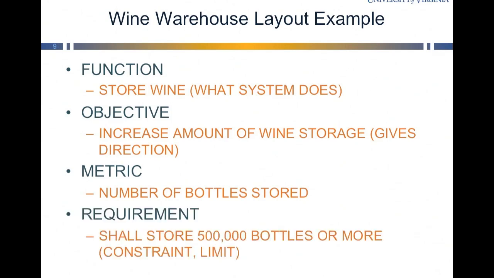And then there could be a requirement, like a minimum level of bottles that need to be stored, 500,000 bottles or more. So collectively what we know is that it's got to store wine. We want to store as much as we can with a 500,000 bottle minimum. And the metric we'll use to measure this is number of bottles stored.